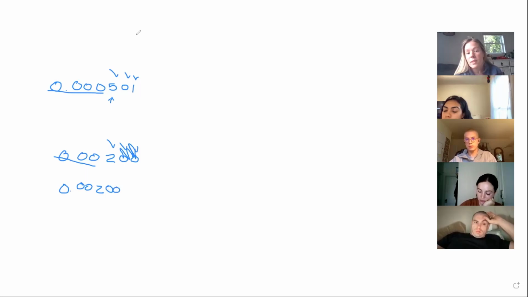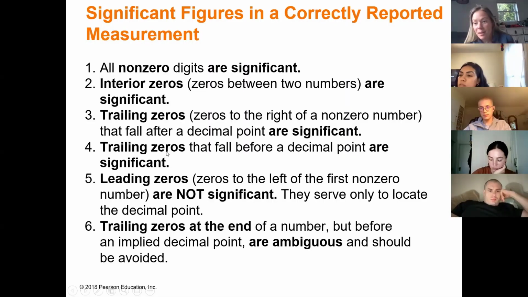So those are all the rules of significant figures. We're going to practice them a little bit, but does anybody have any questions conceptually on why these rules are the way that they are, or what we're doing when we're calculating significant figures?